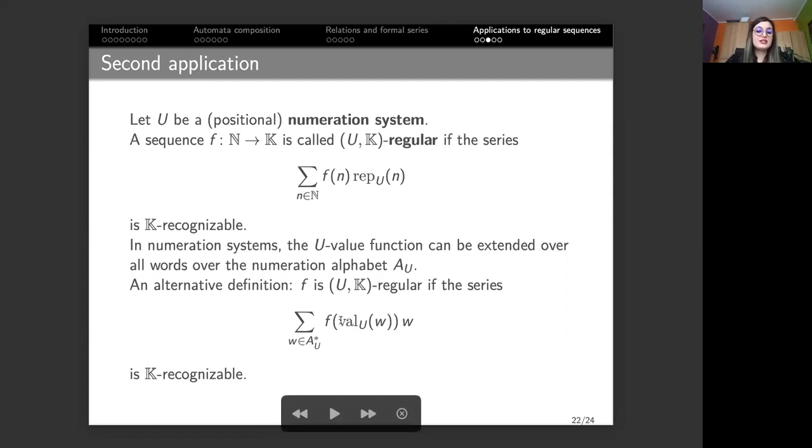And so we can have an alternative definition saying that I will consider not only the words over the regular language rep U, but all the words over the alphabet, and I will associate to these words the coefficient that is f of the value of the word. That means that any word having the same value as the representation of n will have the coefficient f of n. Okay, so there are two alternative definitions. In the base B representation, it's easy to see that these definitions coincide, because the only difference between the representation of n and any word having the same value is the leading zeros. So it's known that these two definitions coincide for the base B representation.